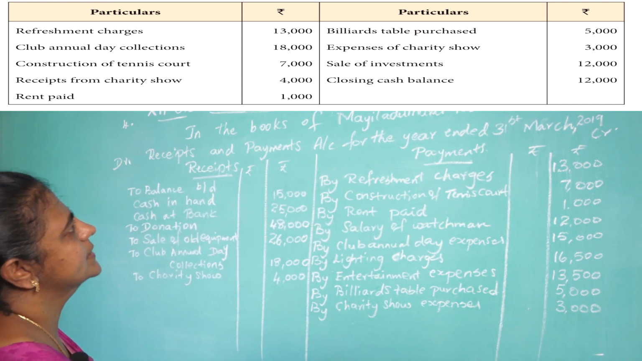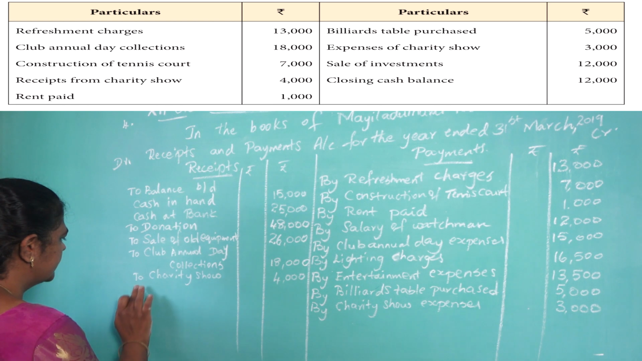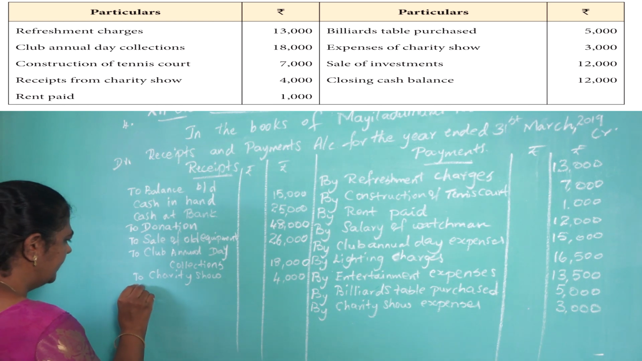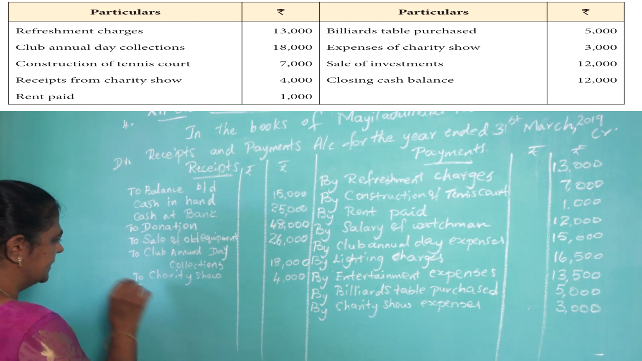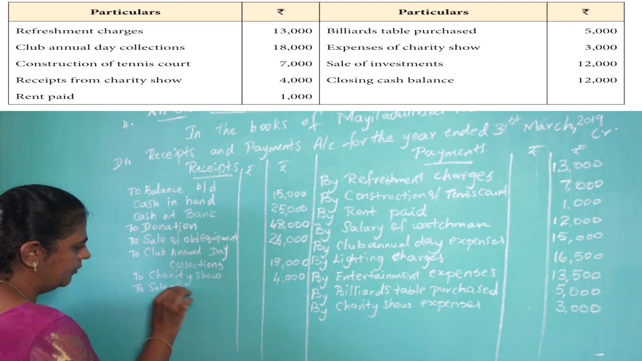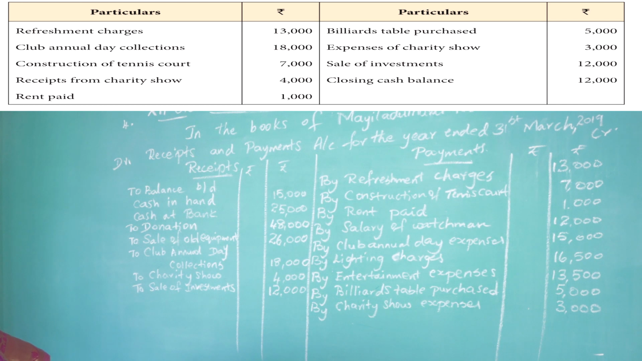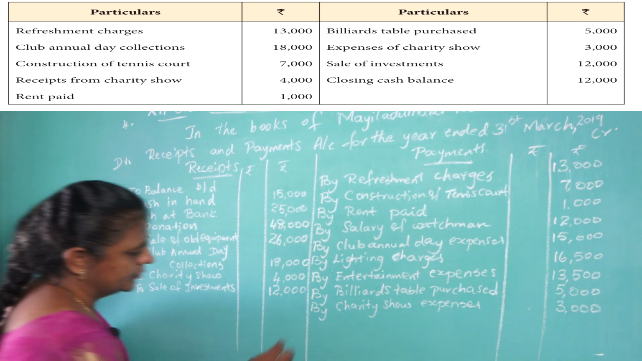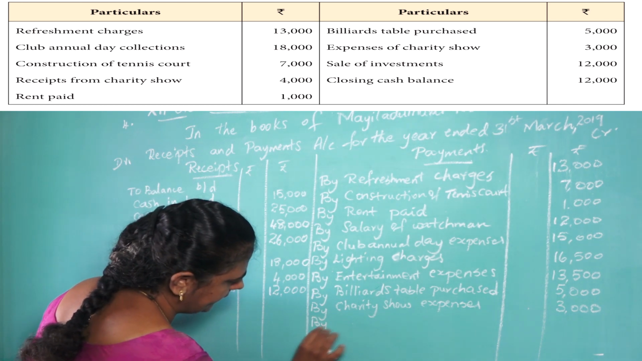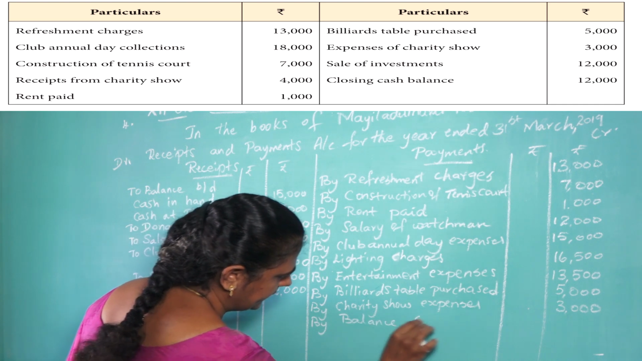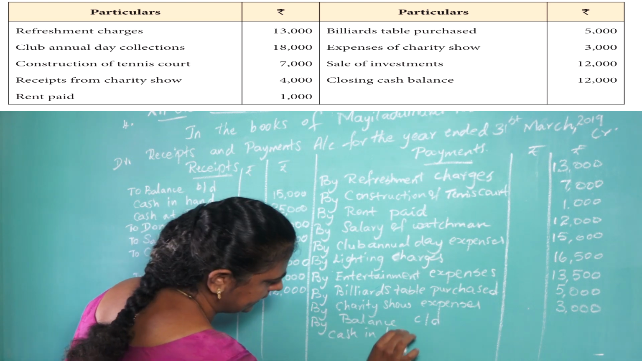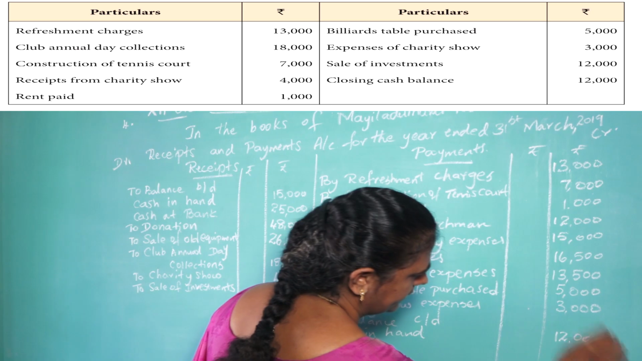Next, sale of investments 12,000. When you sell the investment, you will get money, so it's a receipt. To sale of investments 12,000. Last item, closing cash balance 12,000. So, by balance carried down, cash in hand 12,000.